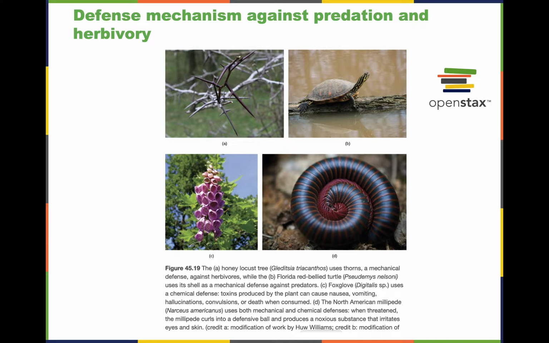The foxglove plant has a chemical defense, which is a toxin produced by the plant that causes nausea, vomiting, hallucinations, and maybe death. So it's a good deterrent for an organism that wants to feed on this plant. And the North American millipede uses both mechanical and chemical defenses. When it's threatened, it curls into a defensive ball and then produces a really bad substance that irritates the eyes and skin.